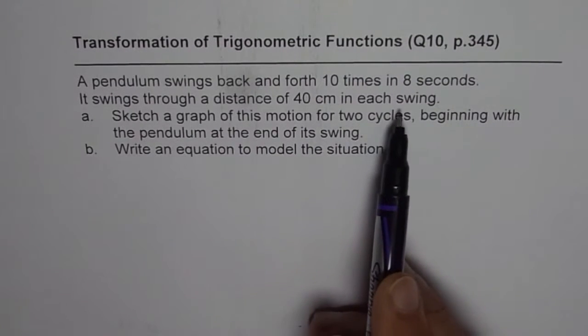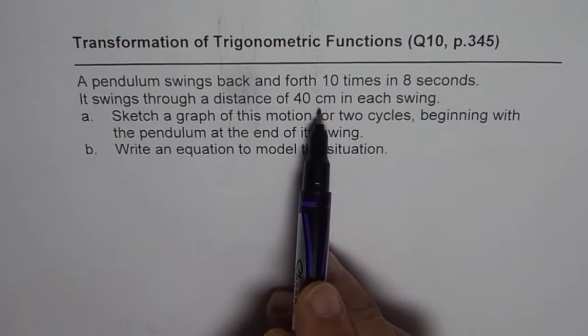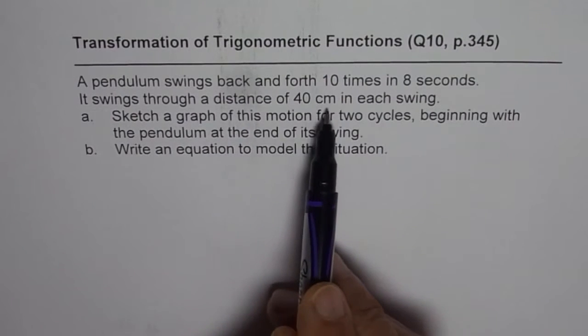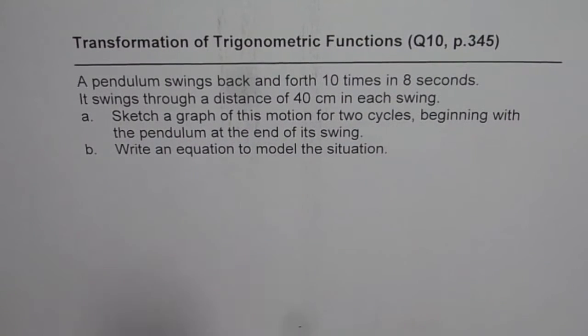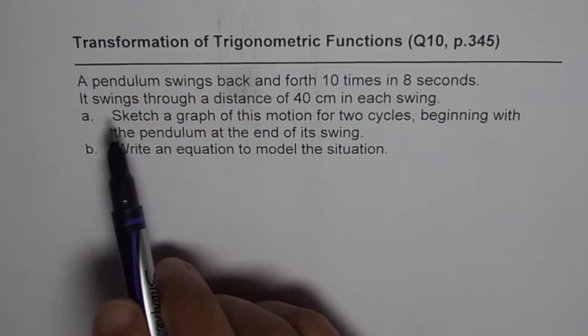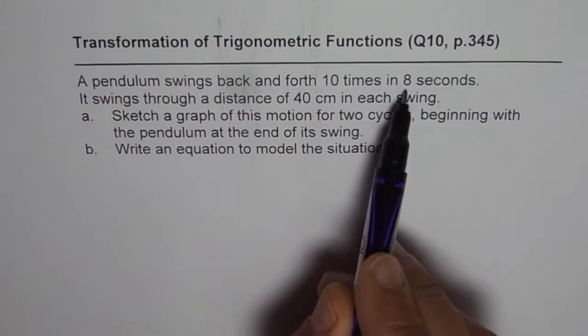I have changed this question a bit because the second statement I've changed to make it exactly what I mean. It swings through a distance of 40 centimeters in each swing. Okay, that's how I have changed it. Now let's go back to the question. A pendulum swings back and forth 10 times in 8 seconds.